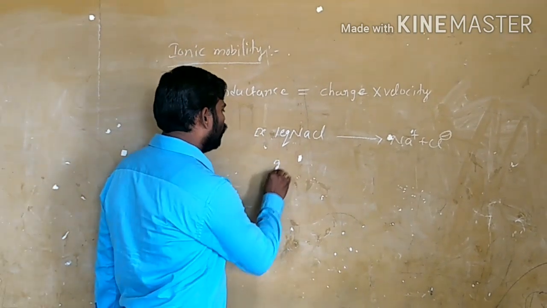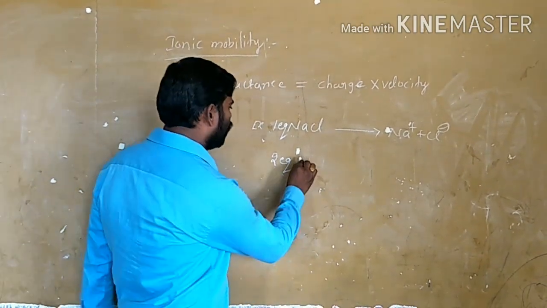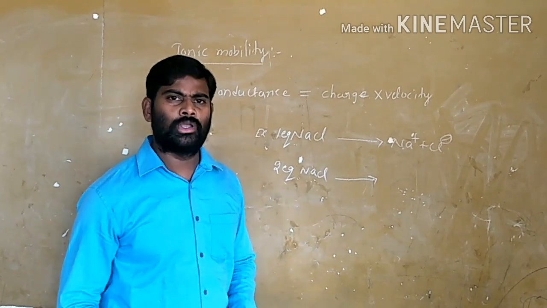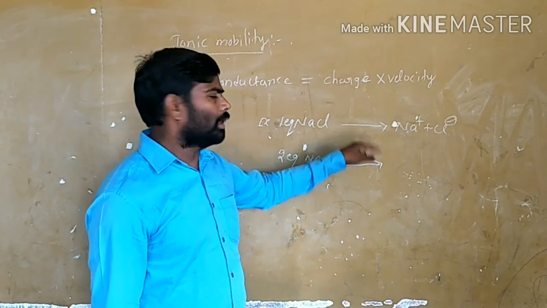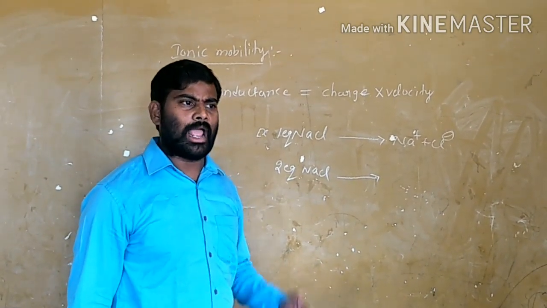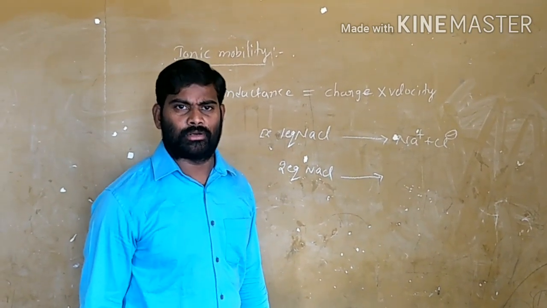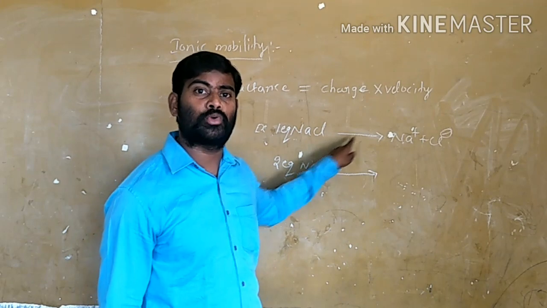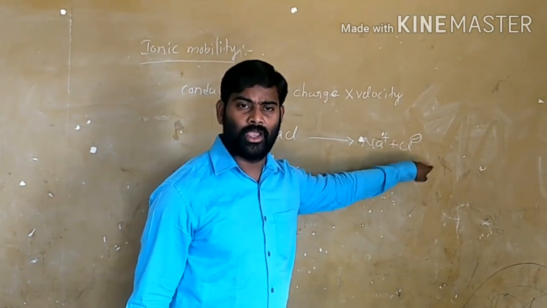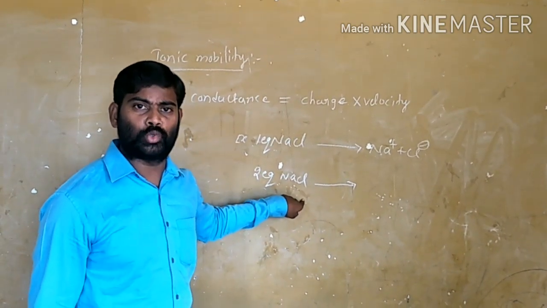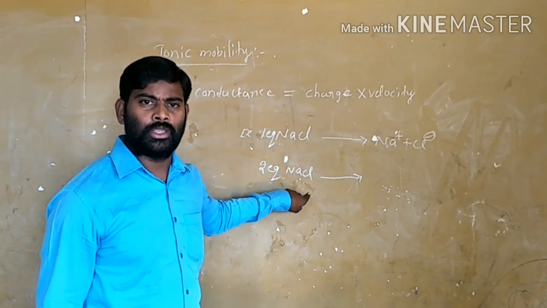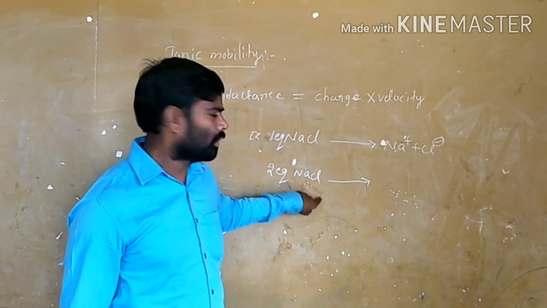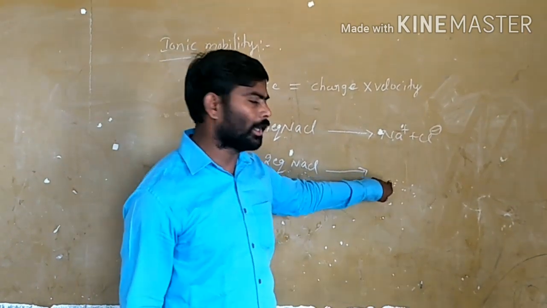If we are taking two equivalents of sodium chloride, initially the ionization is poor, and as the ionization increases, at infinite dilution the ionization is complete, producing two equivalents of Na plus and Cl minus ions.